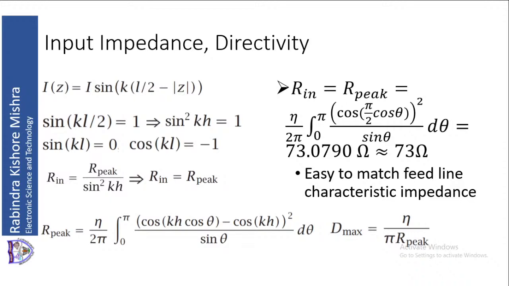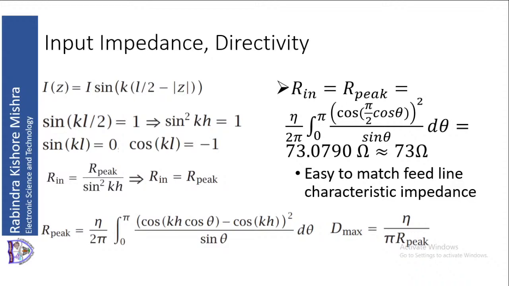Now why is it useful? The reason why half wave dipole is so popular is that the input impedance is 73 ohm. If it is 73 ohm, then it is almost the same as the characteristic impedance of a transmission line that we are using, coaxial cable, etc. There it is almost the same. So it is easy to match the feed line.